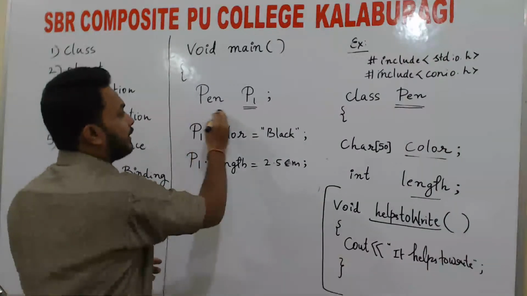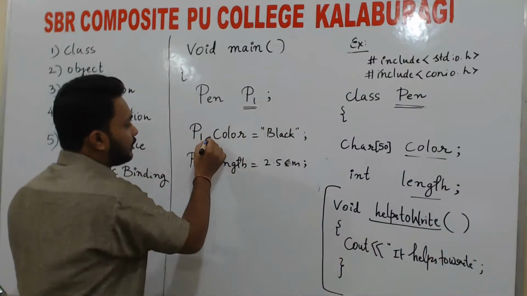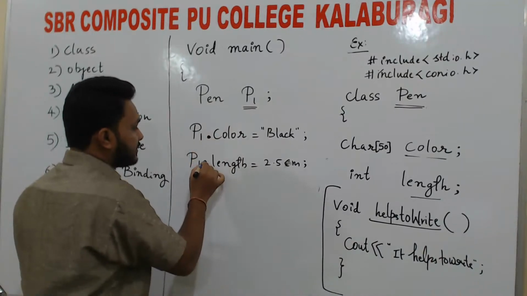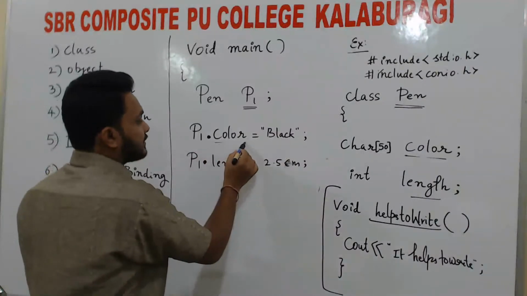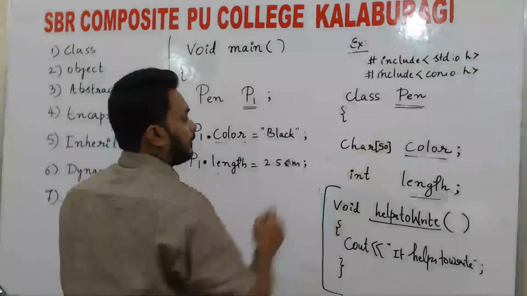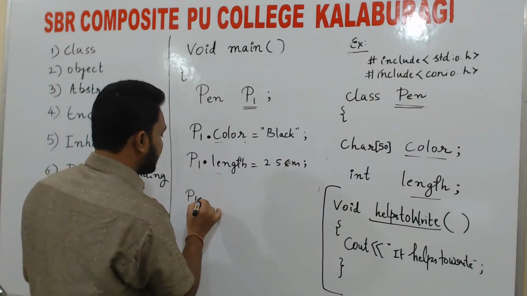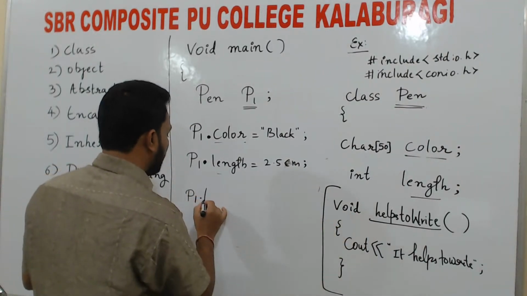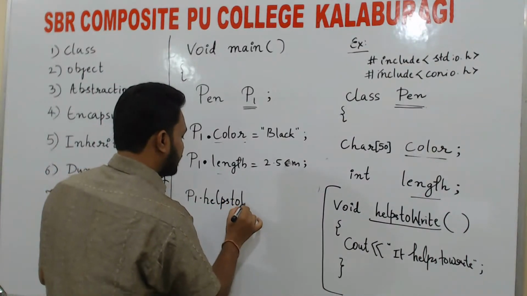First we have created an object, then from the reference variable and the dot operator. This is the dot operator. With the help of a dot operator only you can access the properties of a pen. Okay, so the next is accessing the function. So p1 dot helps to write.